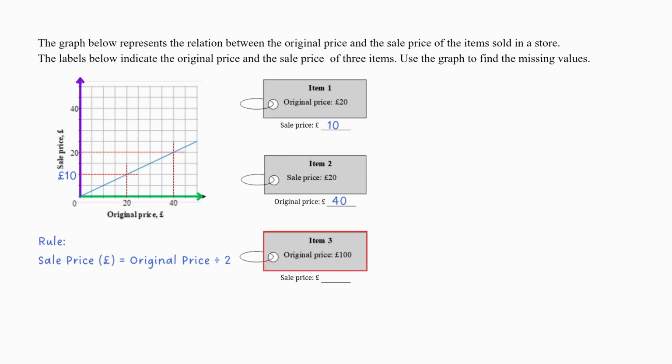Item 3. Original price is £100. Wait, our graph only goes up to £50. What do we do? We use that half-off rule we found earlier. Since we know the sale price is half of the original price, take £100 and divide it by 2. So the sale price is £50.